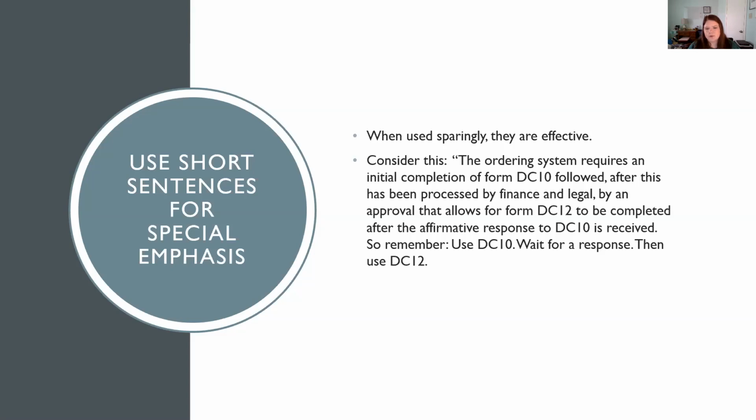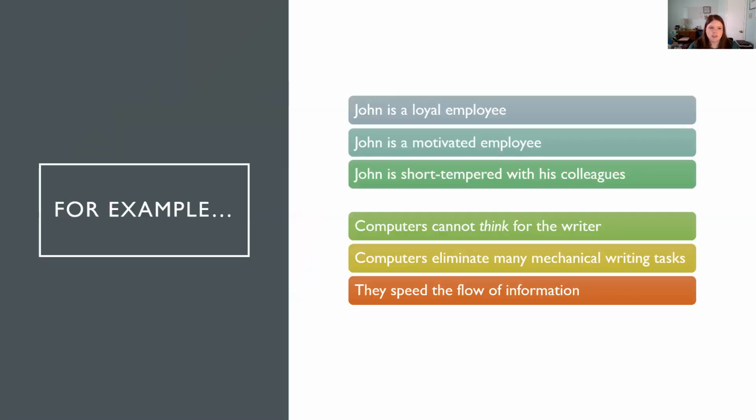It was just an example that was made available. So by putting all this information at the end and saying, so remember, use DC-10, wait for a response, then use DC-12, that helps the reader really identify the information you're trying to share, and those short sentences are a lot more effective and draw emphasis to those things that you're trying to draw emphasis to.